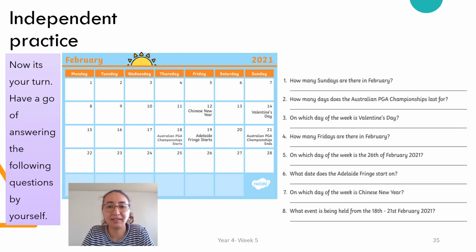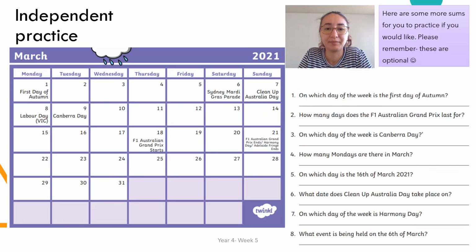So if we look at the independent practice, guys, we can see similar questions, but this time you're focusing just on February. So again, look at the calendar, read the questions, and read it going down the column if needed. This is an optional slide, guys, so if you would like to, you can answer the questions for the month of March. If not, that is completely okay.